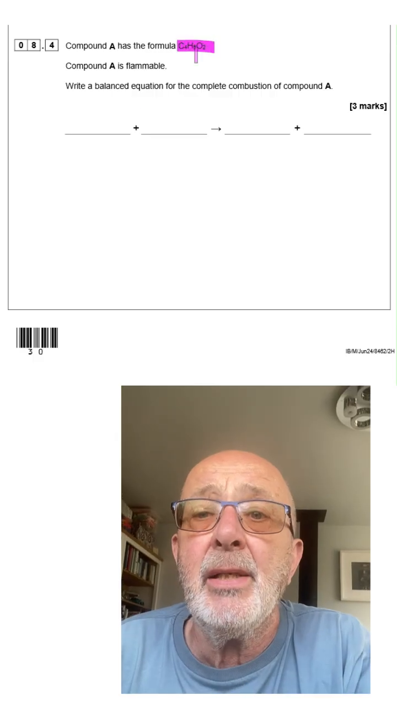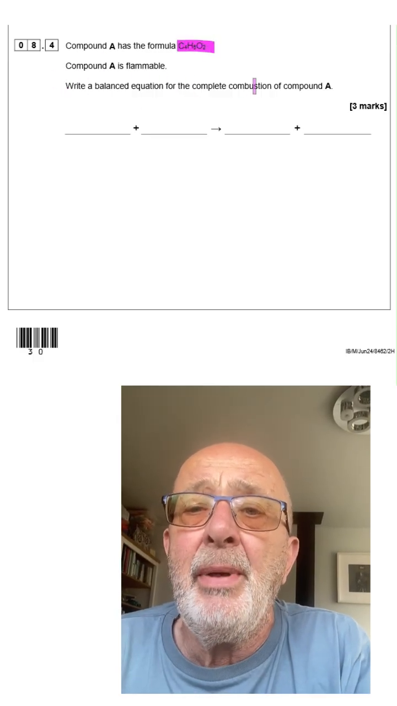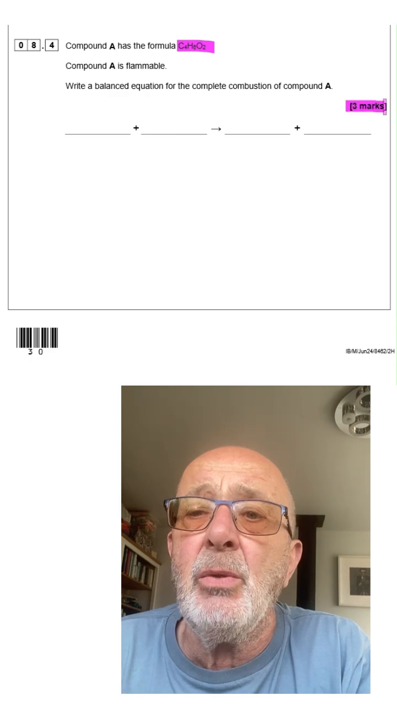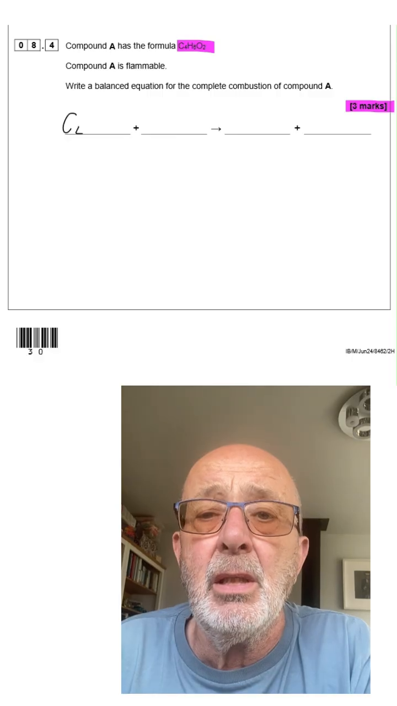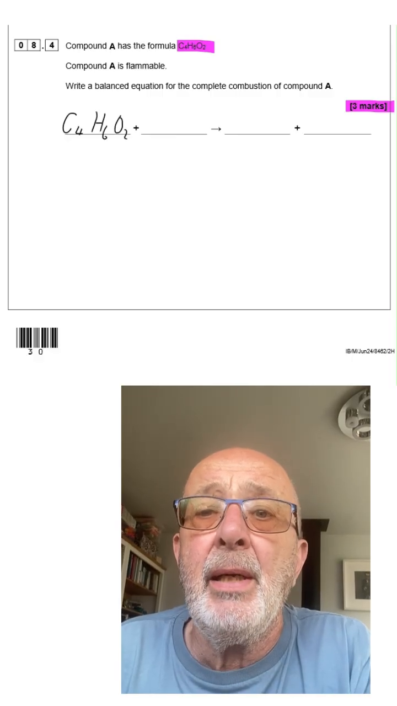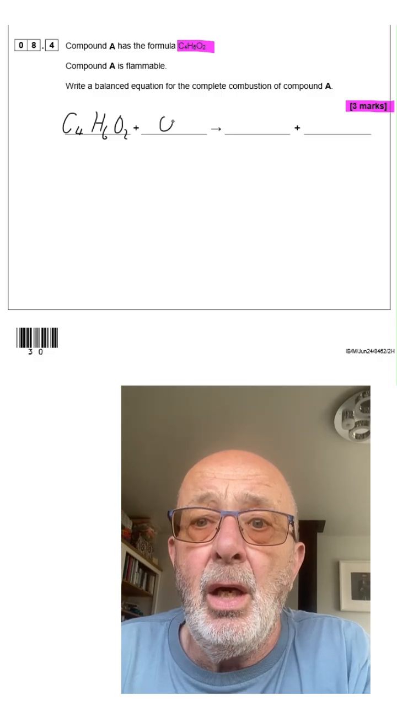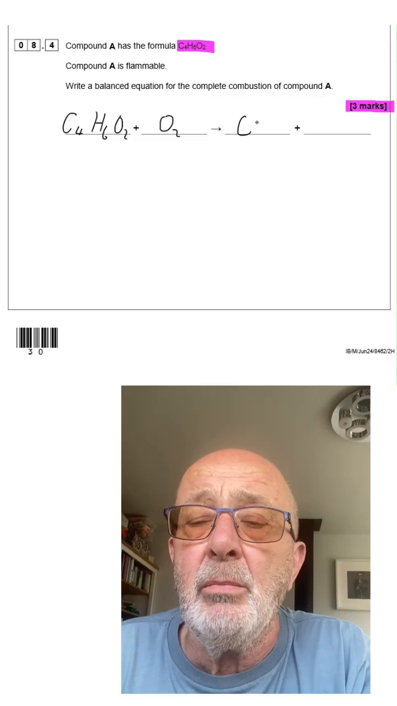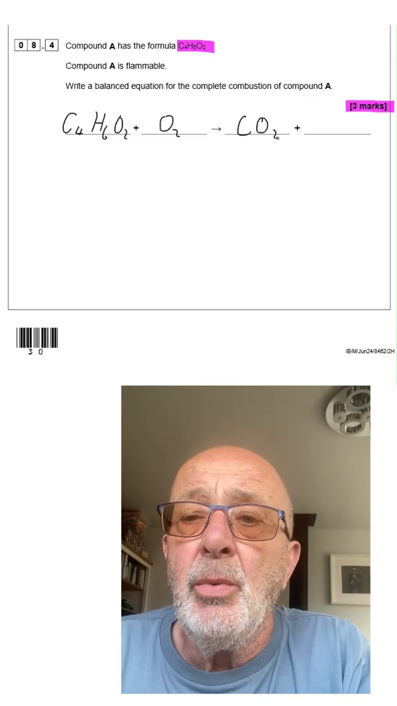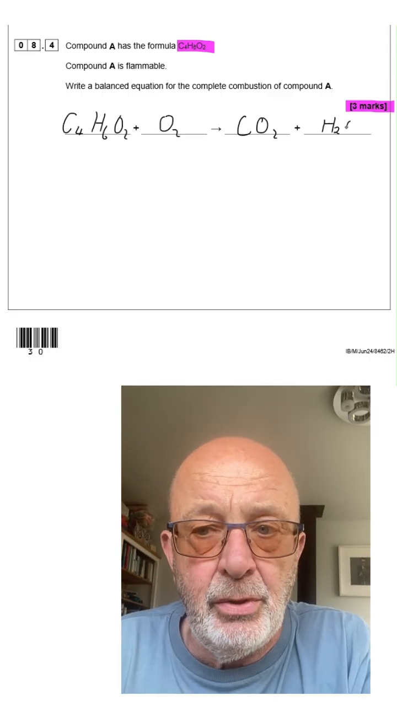8.4, compound A has the formula C4H6O2. Compound A is flammable. Write a balanced equation for the complete combustion of compound A for 3 marks. So let's put in our compound A formula, C4H6O2. O2, because it's burning in oxygen, it's in complete combustion, so there's loads of oxygen. We're going to get carbon dioxide and H2O for our products.